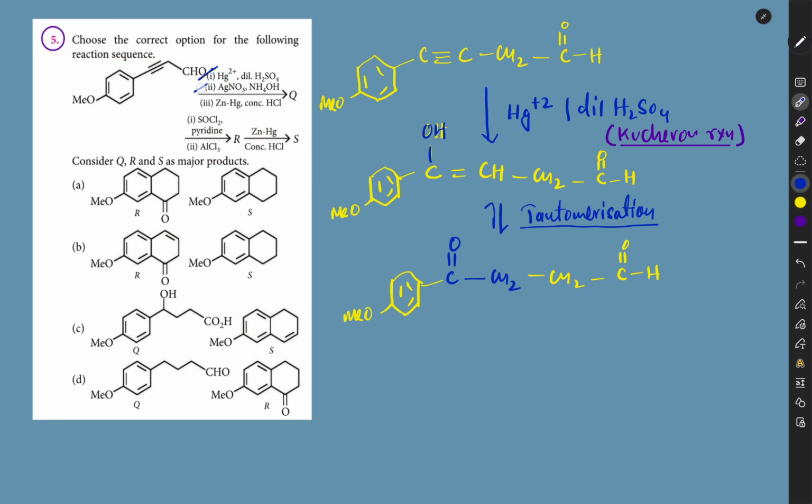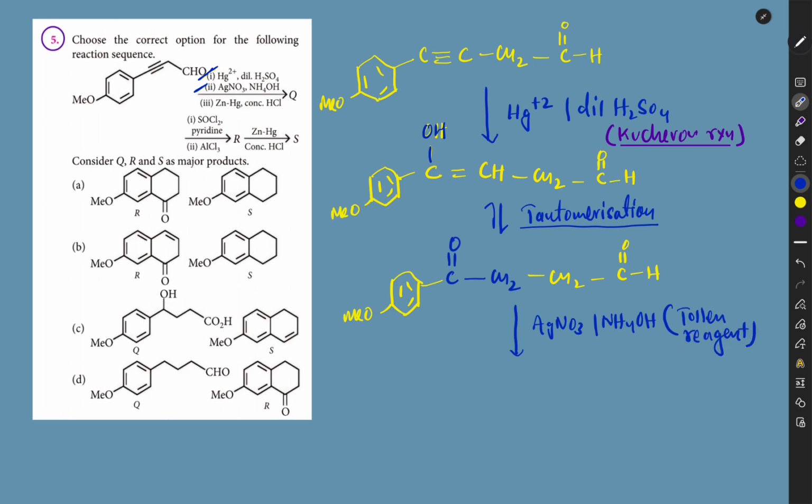Now after that, it is being treated with an ammoniacal solution of silver nitrate, which we already know is Tollens reagent basically. So it is being treated with Tollens reagent. So we have this ammoniacal solution of silver nitrate, right? So this is undergoing a reaction with Tollens reagent.